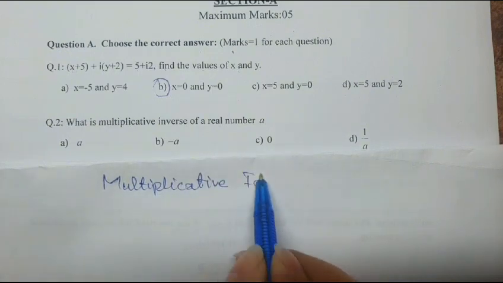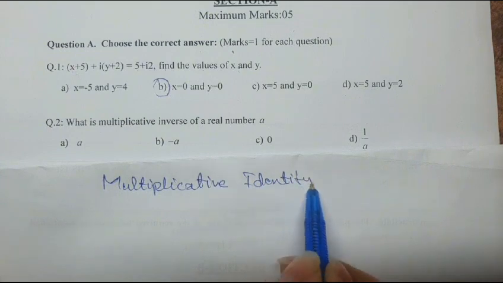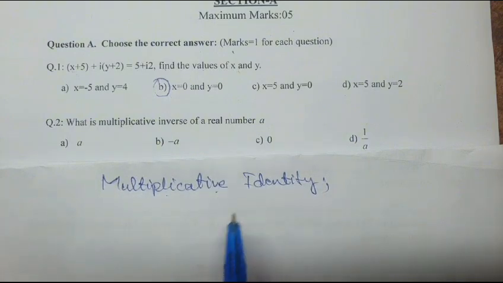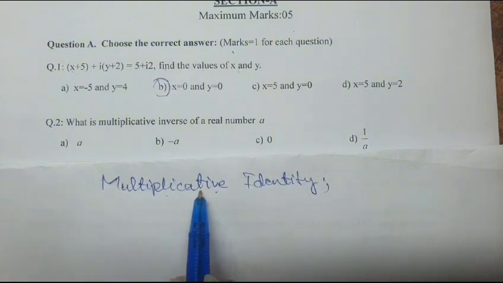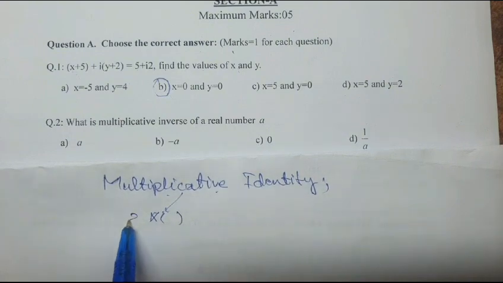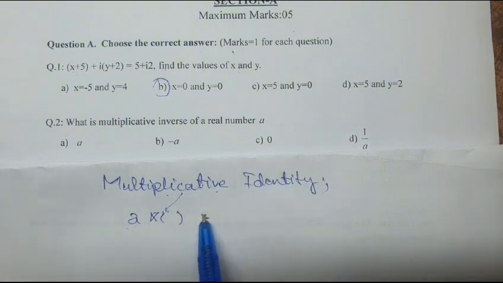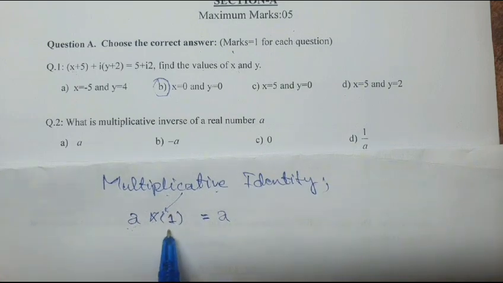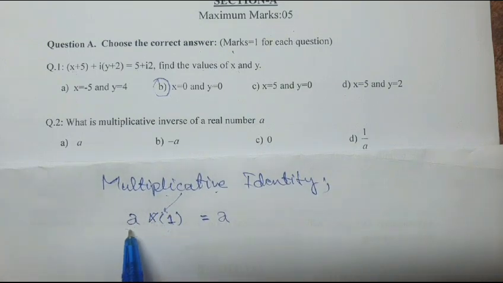Multiplicative identity. So multiplicative identity is such a number that if we multiply that number by any arbitrary number, here let us take a, we will get back the same number. It will not affect that number if we multiply, and we know that that would be 1, if we multiply 1 with any number.